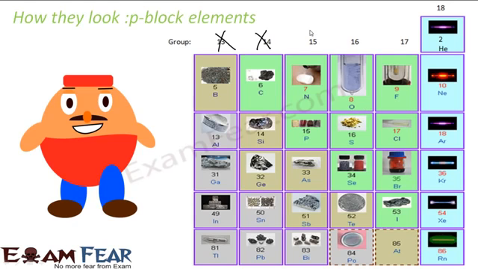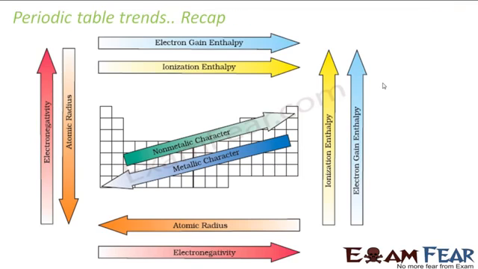We'll start with group 15, but before that we'll discuss again some of the common trends in the p block elements. We've discussed that in class 11, so we'll just do a quick repeat. If you go from left to right in the periodic table, the electron gain enthalpy increases.